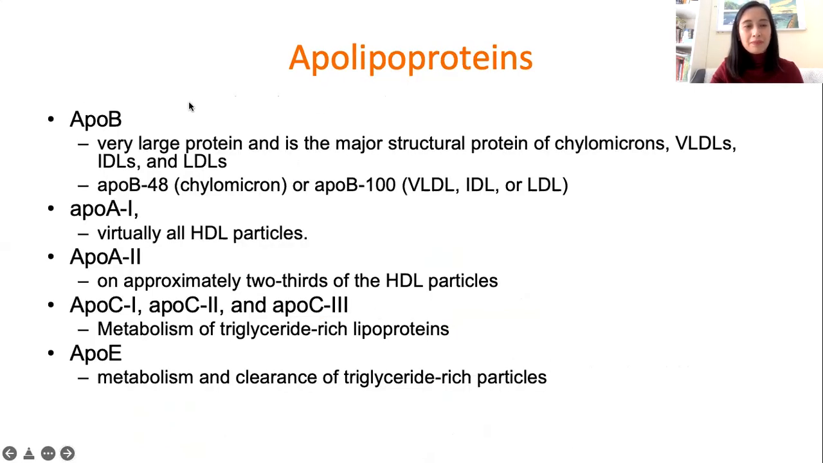Here are the different apolipoproteins. ApoB is a very large protein and is the major structural protein of chylomicrons, VLDLs, IDLs, and LDLs, or low-density lipoprotein. Examples are ApoB48 and ApoB100, depending on which lipoprotein we're talking about. ApoA1 is found in virtually all HDL particles, and ApoA2 is found on approximately two-thirds of all HDL particles. ApoC1, 2, and 3 are involved in the metabolism of triglyceride-rich lipoproteins. And lastly, ApoE is involved in the metabolism and clearance of triglyceride-rich particles.